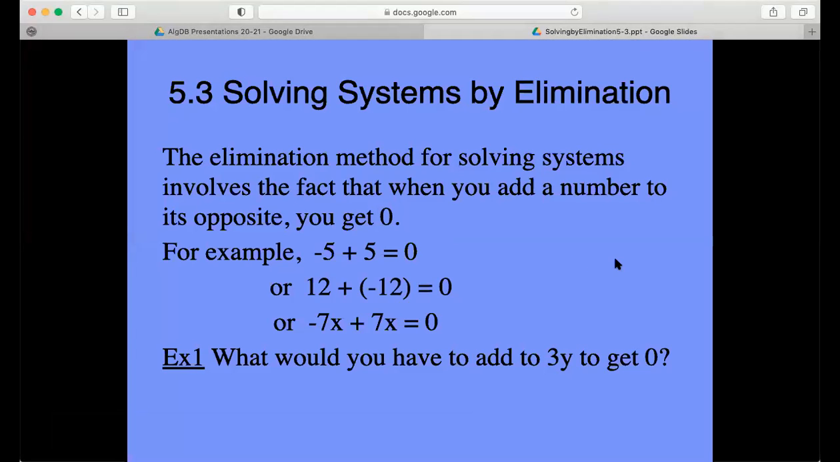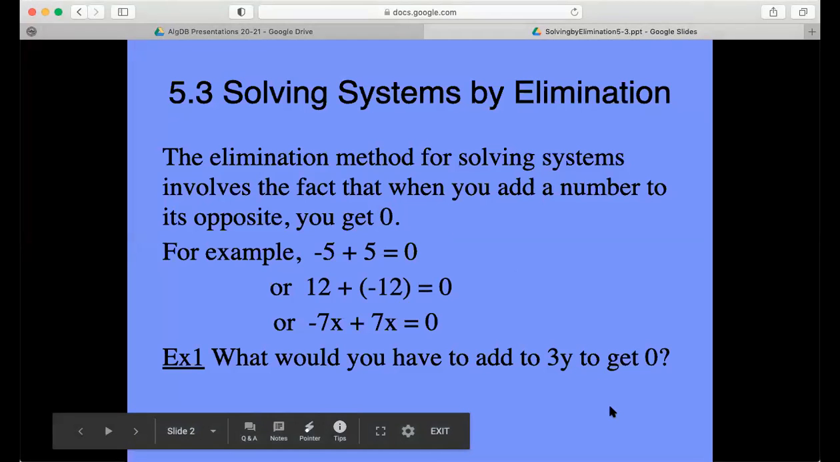There we go. So the elimination method uses the fact that when you add a number to its opposite, you get 0. For example, if you add -5 to 5, you get 0, or 12 to -12, you get 0, or -7x to 7x, you also get 0. So it asks, what would you add to 3y to get 0? And hopefully you said that you would add -3y.